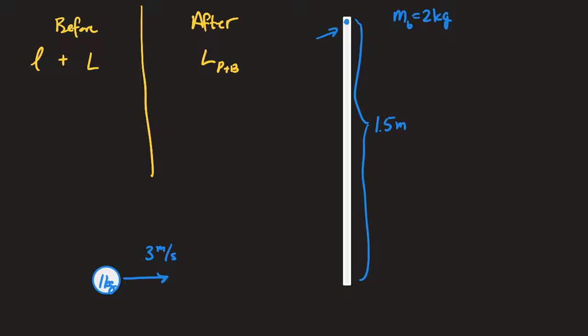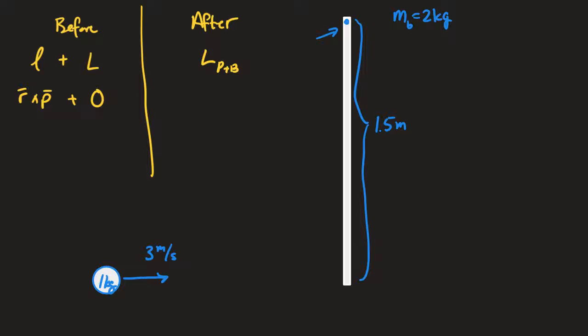When that glob of clay attaches to the bar, they become one object. Now, in the past, we would just join the masses together. In this problem, we have to join the moments of inertia together. So let's see how this problem would look. First, I need to calculate the angular momentum, which is going to be R cross P for the glob of clay, plus 0 for the bar.